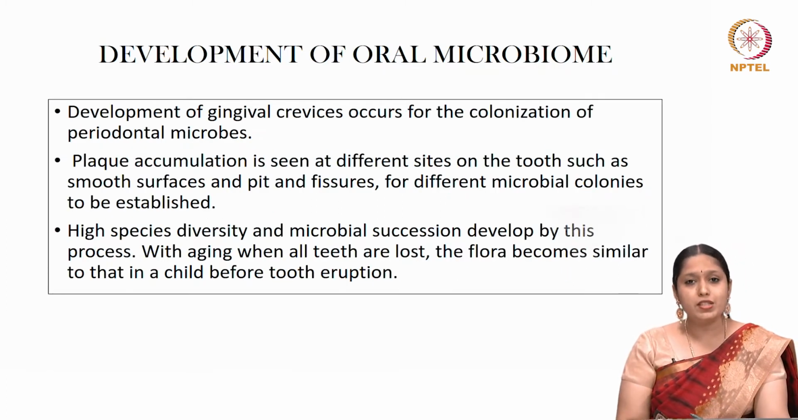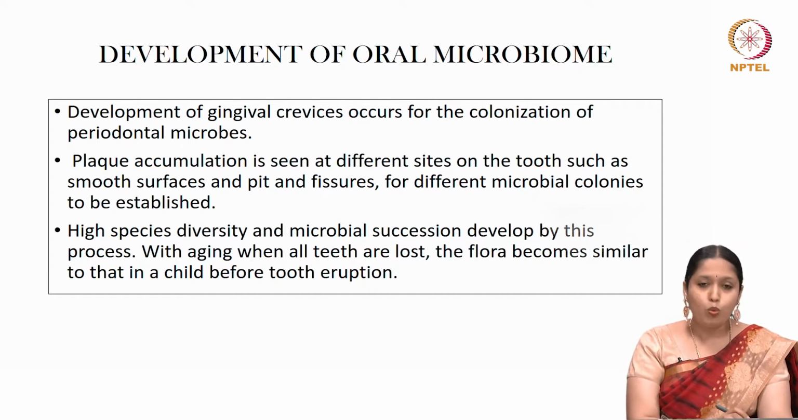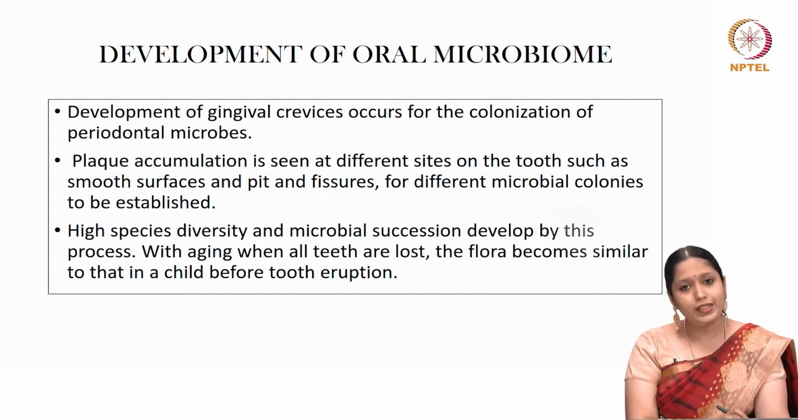The development of gingival crevices occurs at a later stage. This is for the colonization of periodontal microbes. Plaque accumulation is seen at different areas of the tooth, like smooth surfaces as well as pits and fissures. High species diversity and microbial succession develop in this process. Once, with aging, all the teeth are lost, the oral microflora will become similar to that of the child before tooth eruption.